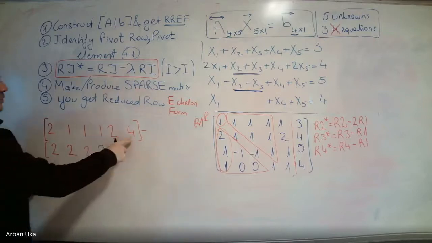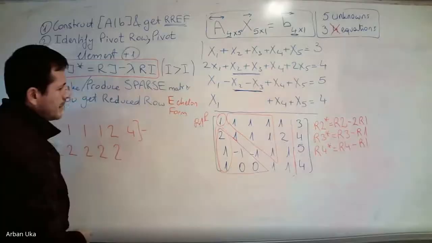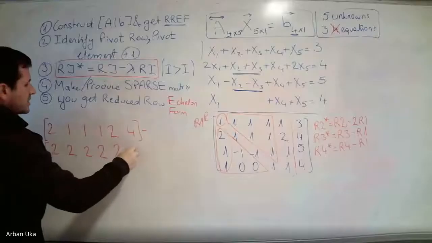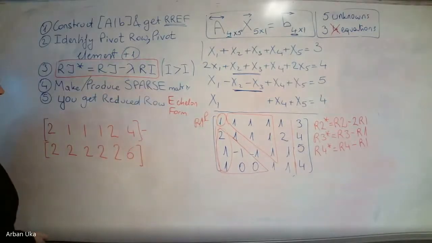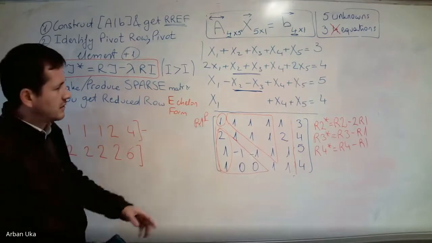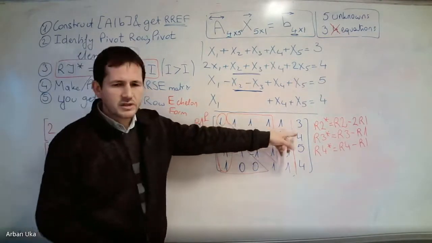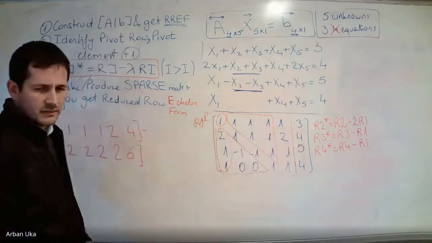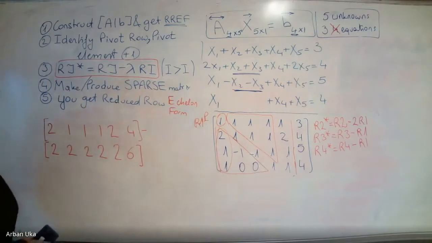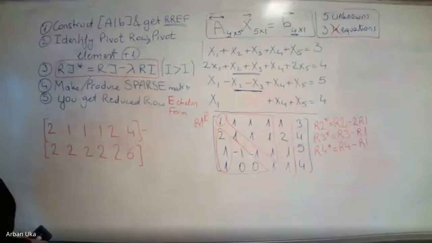So this is row 2 minus... no, it's 6. We are subtracting twice row 1, right? Is it clear? Yes. Okay.